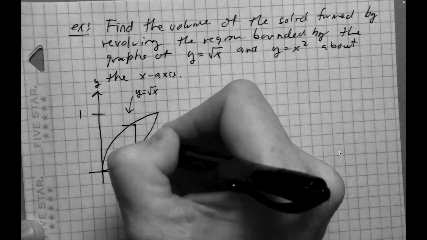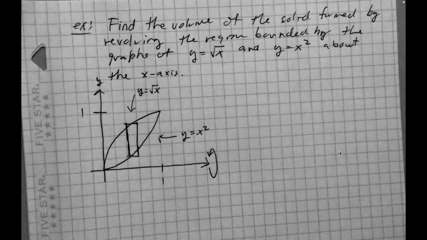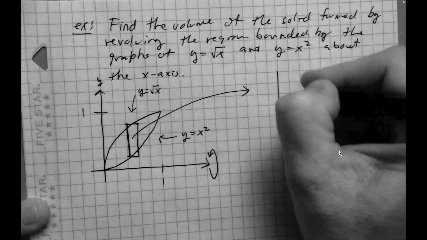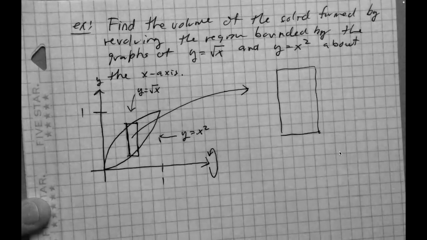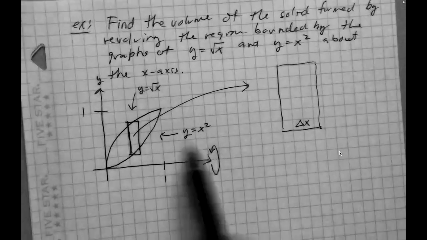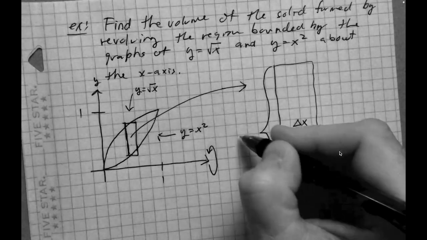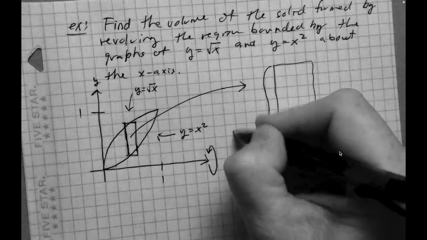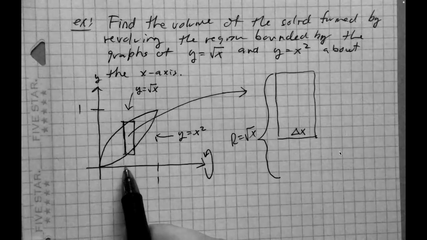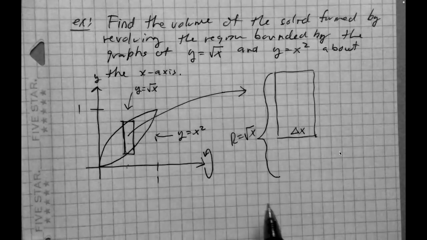Okay, so our representative rectangles are going to be inside of this figure. I'm just going to take that representative rectangle and blow it up over here. The width of that is going to be delta x. Now notice the rectangle is off of the axis of rotation, so there's going to be some big R, and that's going to be the square root of x. The outer radius comes from the x-axis all the way up to the upper function, the square root of x. So that's big R.